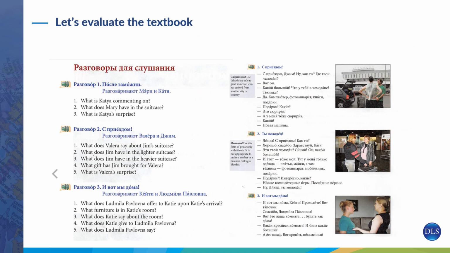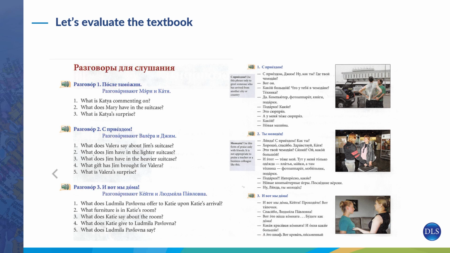So here's the complete page from the course book. Here we can see the 3 conversations we just looked at with the comprehension questions for each one. And then after that in the course book, we can see that the course book has pictures and then it has a transcript for each one. But we can see here that there's no activity for the students to do.